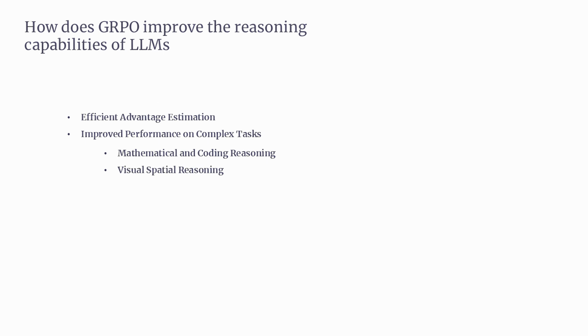2. Visual spatial reasoning. But it's not just about numbers. GRPO also improves visual spatial reasoning, which is crucial for tasks like maze navigation. In these tasks, GRPO encourages the model to develop more robust and self-corrective reasoning. This means the model can correct itself if it takes a wrong turn, so to speak, during the reasoning process.